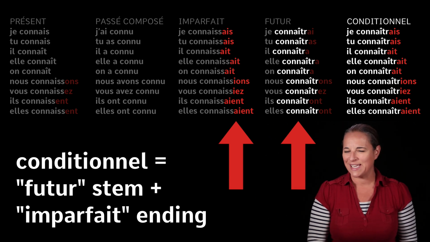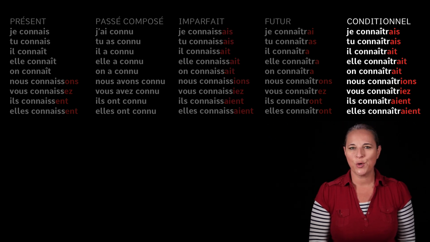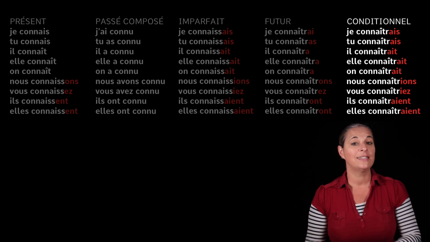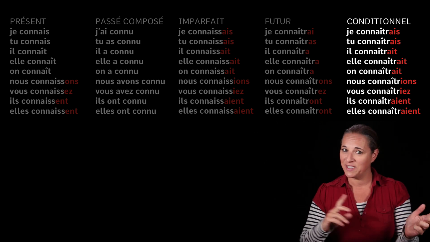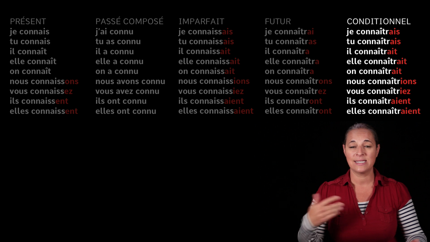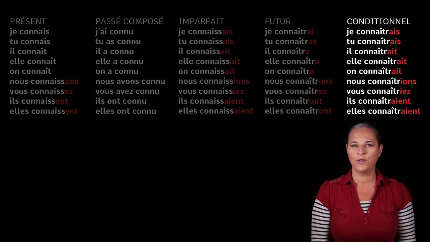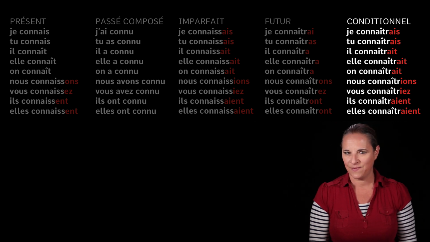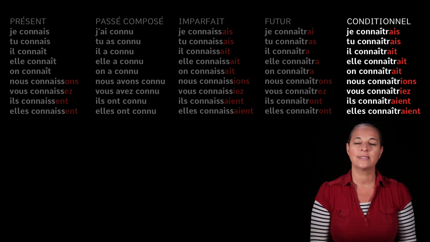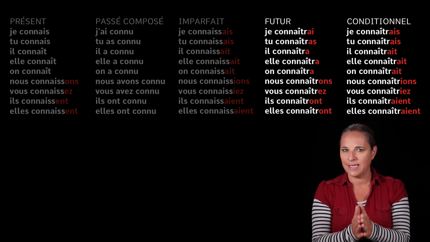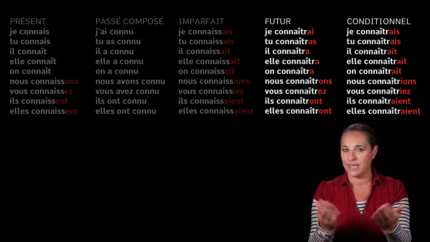So, how do we say I would know? Je connaîtrais. You would know? Tu connaîtrais. Have a look. You know it's the same endings as the imperfect. Il connaîtrait. Okay, it's the s sound throughout. Elle connaîtrait. Nous connaîtrions. Vous connaîtriez. Il connaîtrait. Elle connaîtrait.